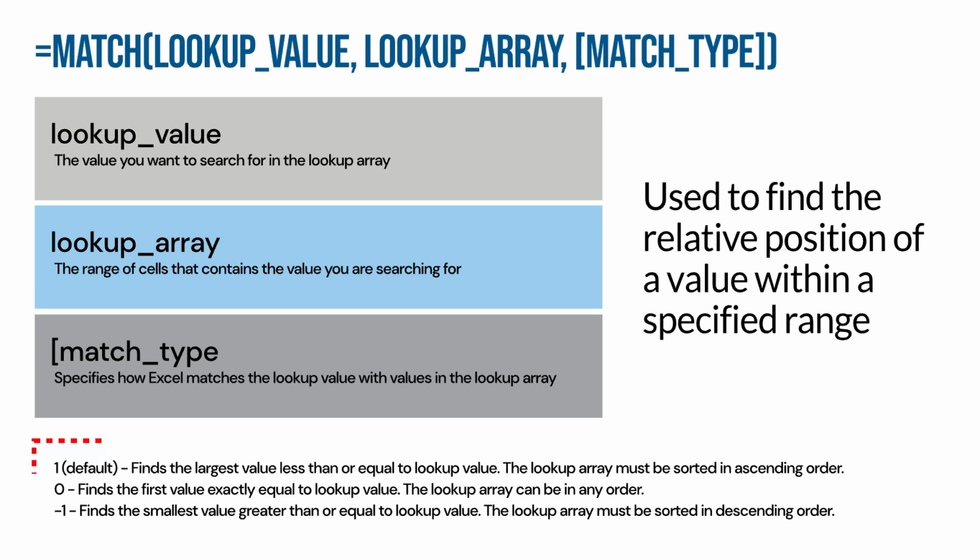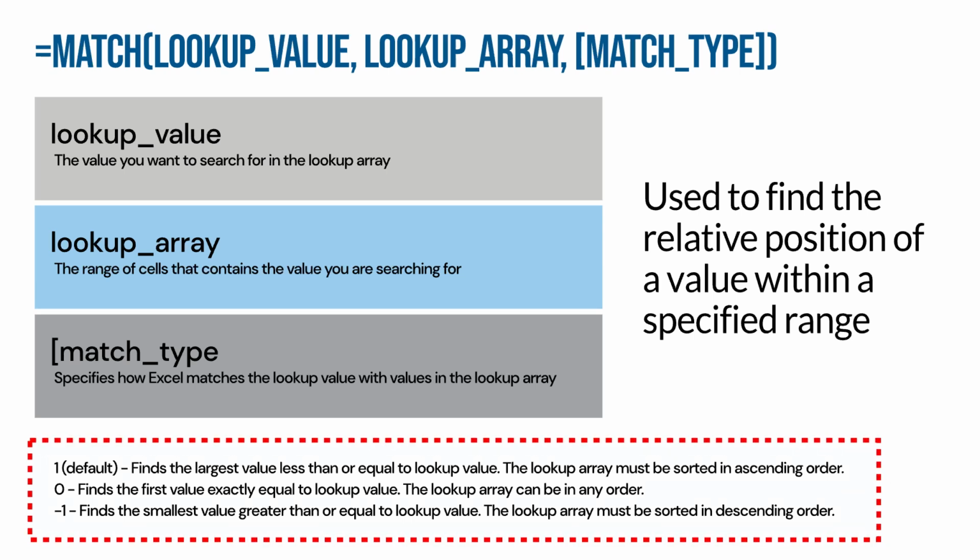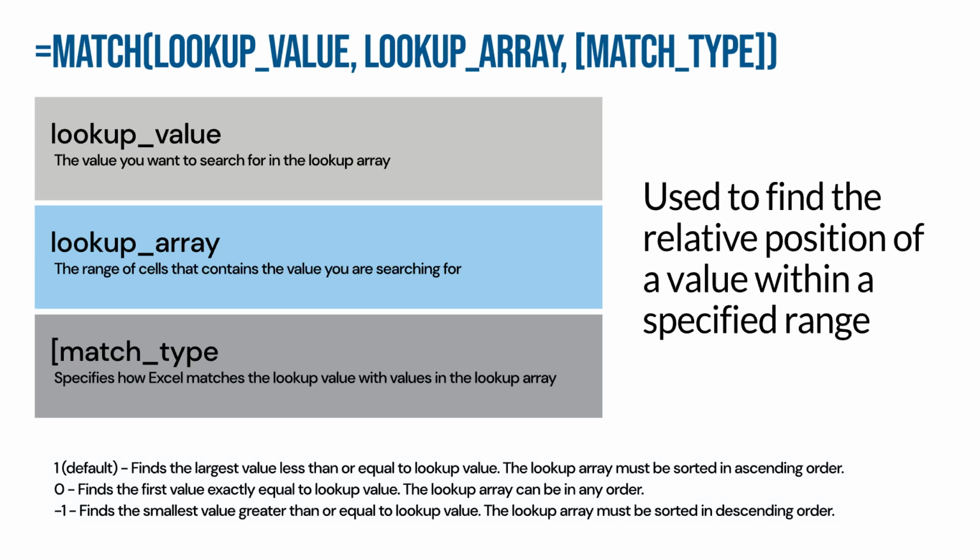The options are: 1, the default, finds the largest value less than or equal to the lookup value. The lookup array must be sorted in ascending order. 0 finds the first value exactly equal to the lookup value. The lookup array can be in any order. -1 finds the smallest value greater than or equal to the lookup value. The lookup array must be sorted in descending order.